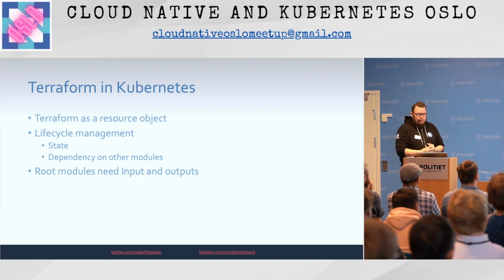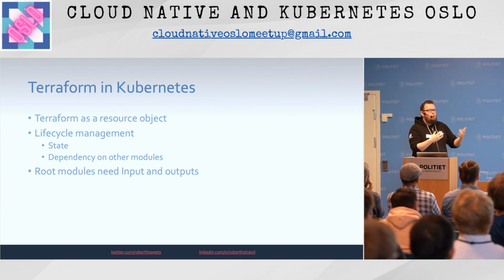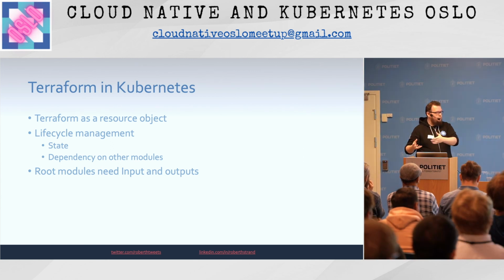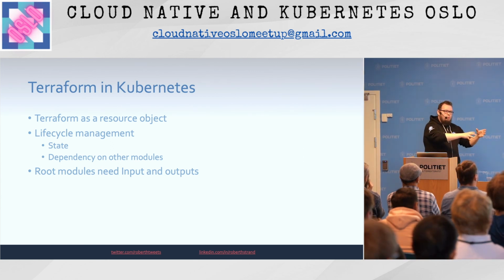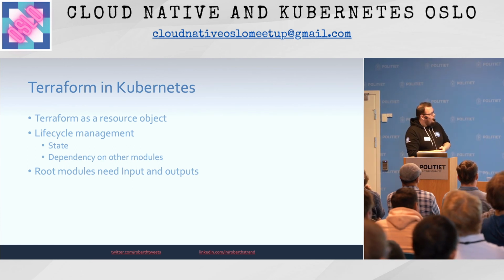So what we need from Terraform in Kubernetes is that we need Terraform modules as a resource object. We need to have lifecycle management, so it needs to take care of the state file. And we need it to be able to be dependent on other root modules. If you're working in big scale Terraform, you usually have some resources that are the base platform, some shared resources, that need to have their own life cycle, while another team might supply different resources on top of that, and that's how you build your platform. So we need to have dependency on other modules. And the root modules need inputs and outputs.